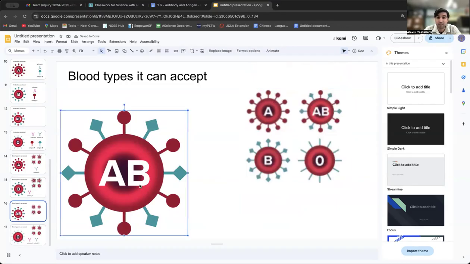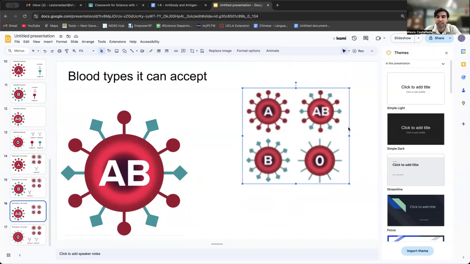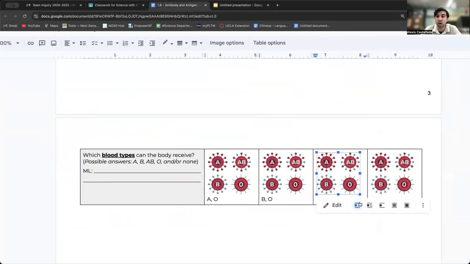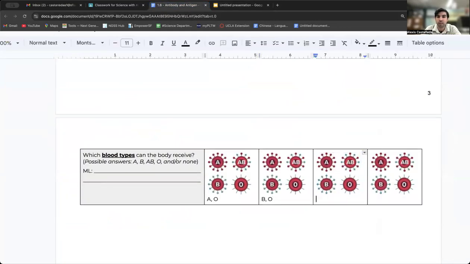So what that means is that blood type AB will not reject anybody. All the blood types it can accept because it has no antibodies to destroy, to eliminate them. So it can accept all blood types. So it's going to be A, B, AB, and O. So if you have blood type AB, you are very lucky. You can get blood from anybody.